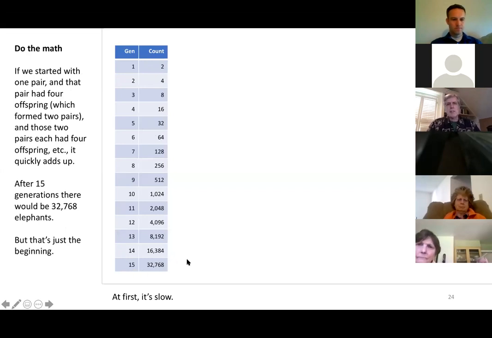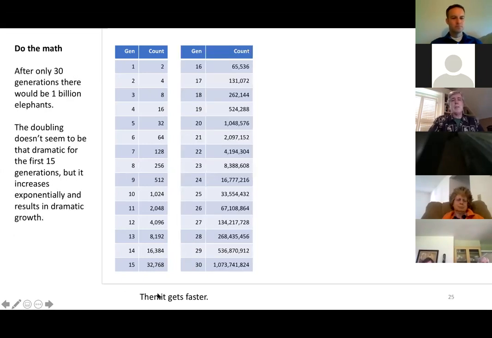And it seems after 15 generations, okay, so what? There's 32,000 elephants. Today there's about 440,000 elephants in the world. So that doesn't seem impossible. But that's just the beginning, because the thing about exponential growth is that it is exponential. And so after only 30 generations, you end up with 1 billion elephants. Feel free to check the math here. There's no trick. This is the nature of exponential growth.